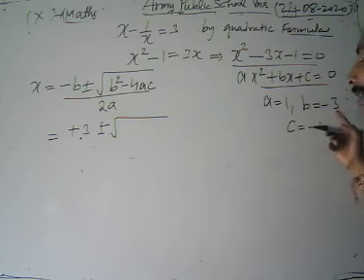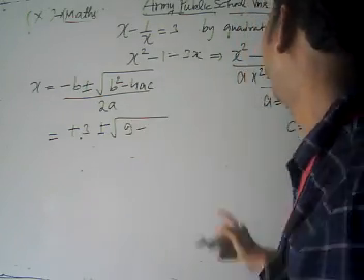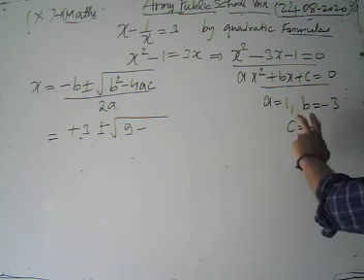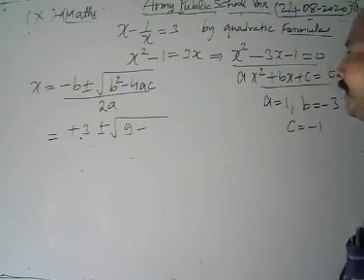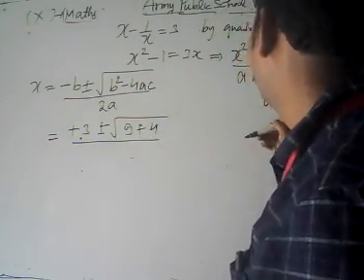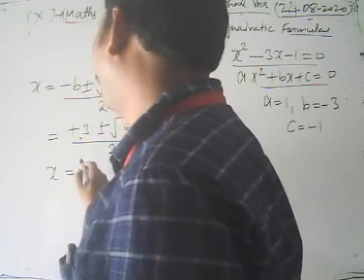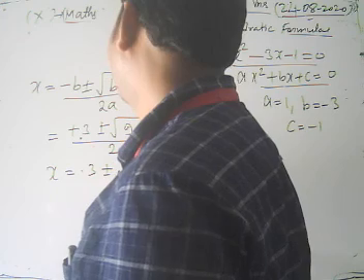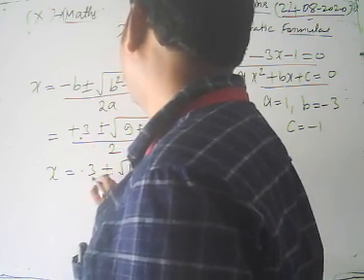b is minus 3. Minus 3 whole square is what? 9. Then minus 4ac. a into c is minus 1. Minus 1 into minus 4, we get plus 4, upon 2a. a is 1, so 2 times 1 is 2. Then again x is given by 3 plus minus under root 13 upon 2.